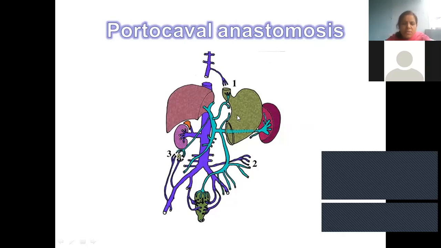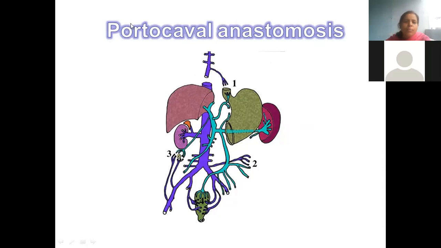See, portacaval anastomosis means the portal vein and inferior vena cava are forming a network. That's what is called portocaval anastomosis. They form a network in various parts of the body, like you are finding one network at the esophagus, number one. Number two, you are finding sky blue veins and these violetish veins. Violetish veins are inferior vena cava tributaries, and sky blue veins are the tributaries of the portal vein. The junction of these two veins you call portacaval anastomosis.